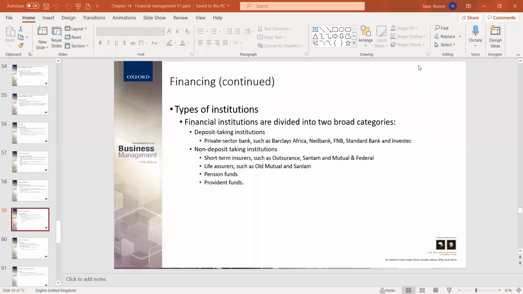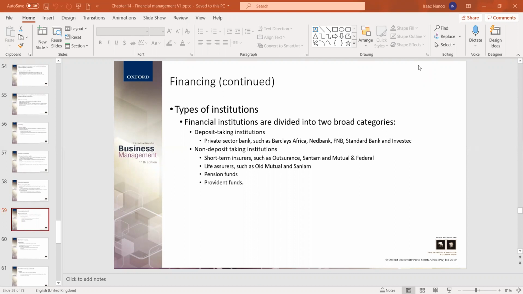So financial institutions can also have two types. That is what we call the deposit-taking institutions. And the deposit-taking institutions are basically the private sector banks, Barclays, Nedbank, FNB, all these are deposit-taking institutions. And we have the non-deposit-taking institutions, which basically undertake other forms of activities.